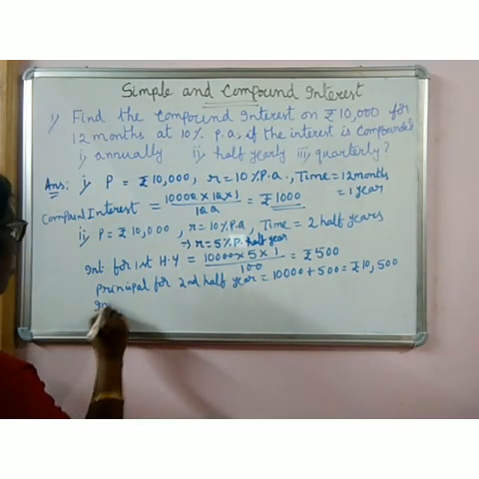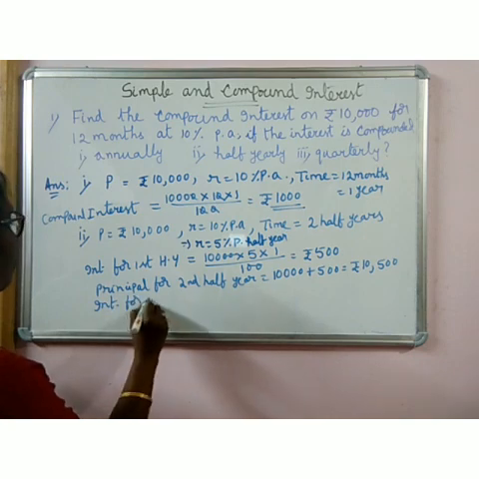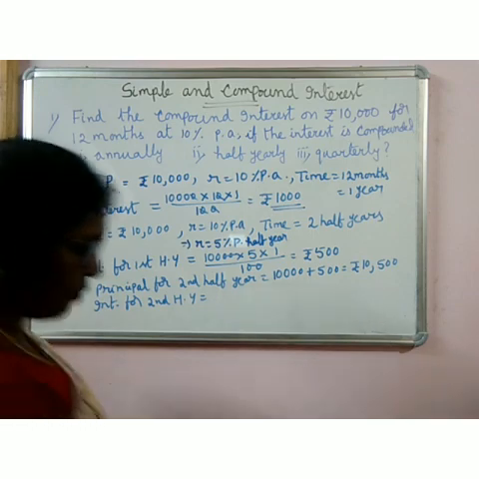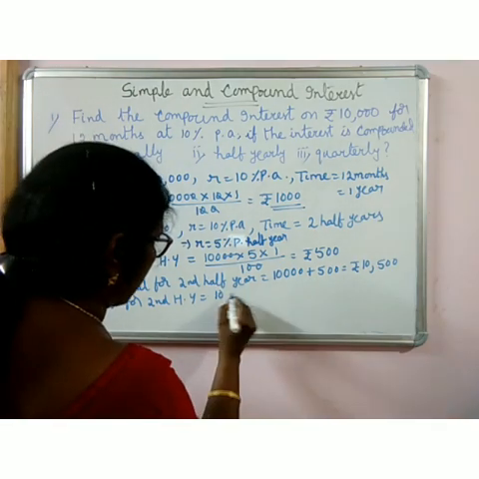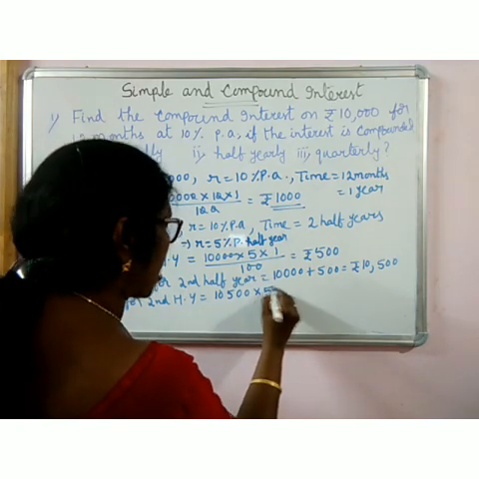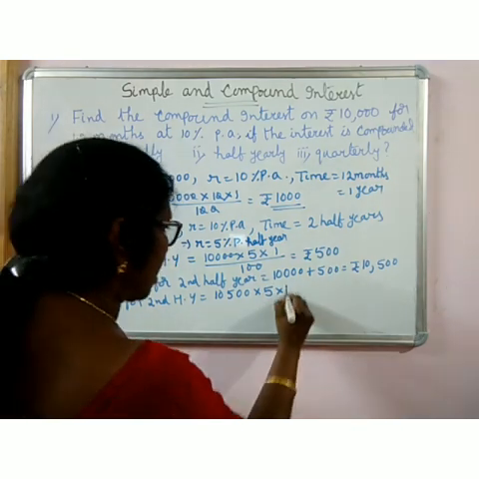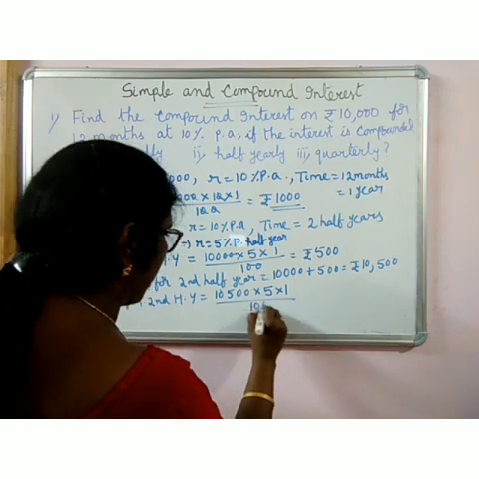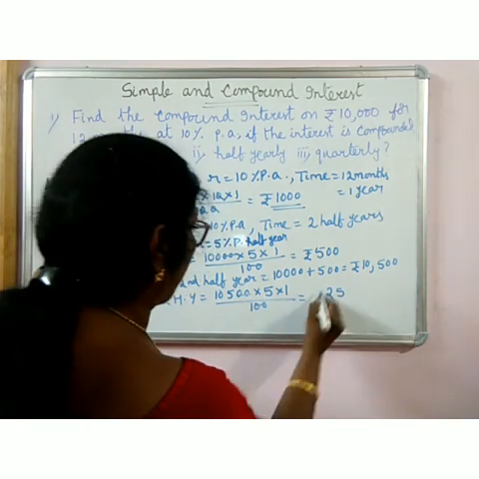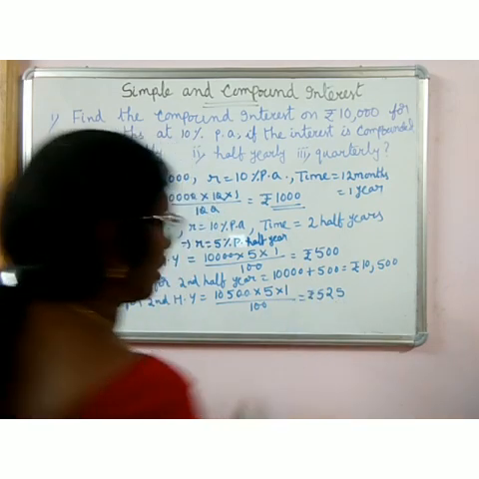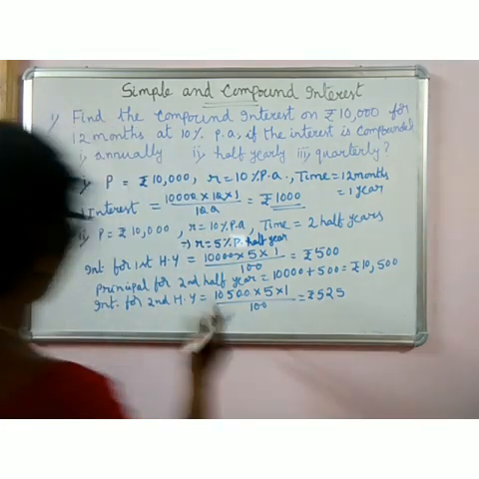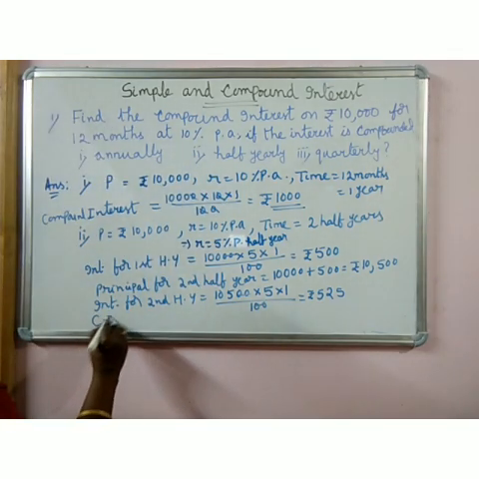Now let us find interest for second half year. Principal for the second half year is 10,500, half yearly rate 5, 1 by 100. You will get 5 fives are 25, 525 rupees. That is the interest for the second half year. So what is the compound interest here?